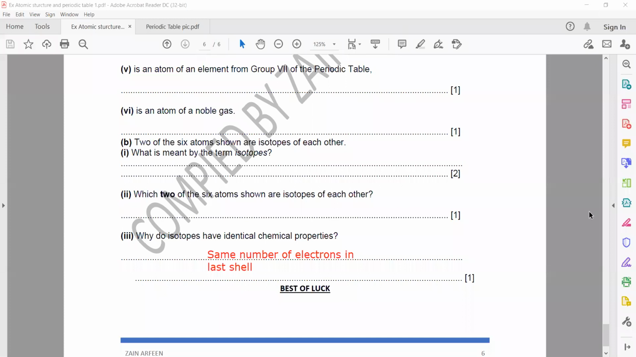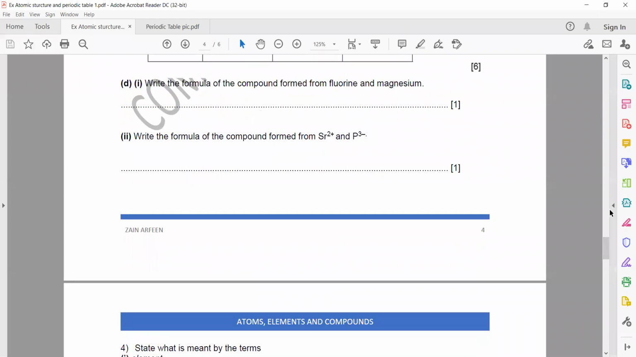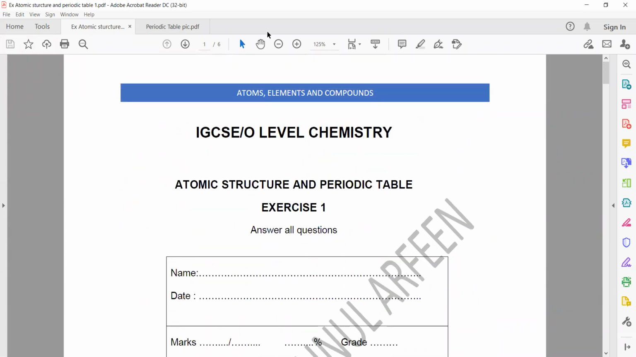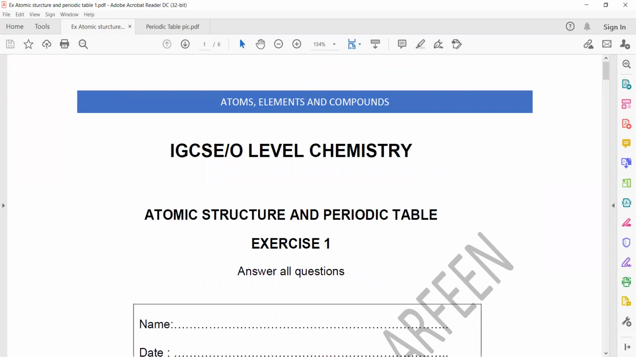Any question related to this exercise about atomic structure and the periodic table? Yes, Abdullah Khan, Abdullah Sarfraz, Afreen, Hatim, Saim, Isra. Any question or a doubt?